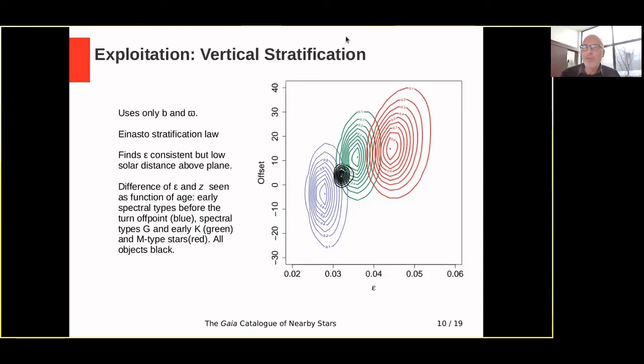This plot shows you the results for the entire GCNS sample as black contour lines. And for particular subsamples, in blue, for example, we have hot stars beyond the turn-off point. In green, we show the partial results for a smaller subsample of G and K type stars. And in red, we show the results for the M stars. And you see there is a difference both in the degree of stratification and also in the position of the sun above the galactic plane when we use only smaller subsamples.